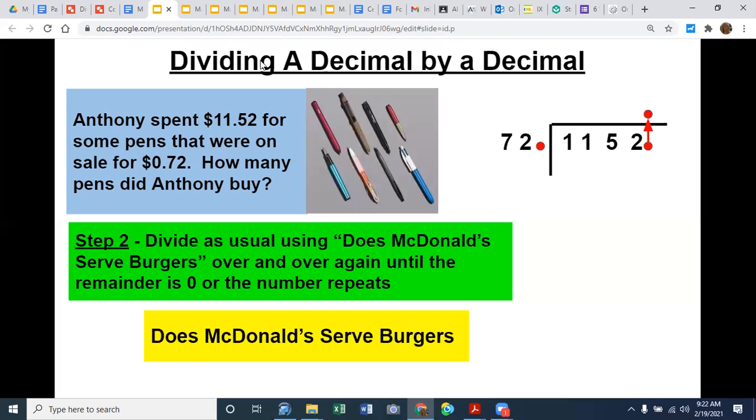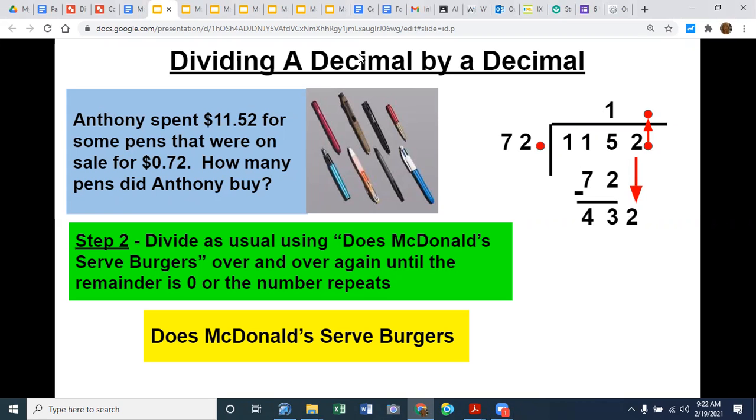How many 72s go into it? Well, if I don't know, I can guess, right? This is around 70. 2 70s is going to give me about 140, right? That's way too high. So I bet the answer is going to be 1. So yes, 1 times 72 is 72. Now I subtract 115 minus 72. That gives me 43. And now I bring down my 2.